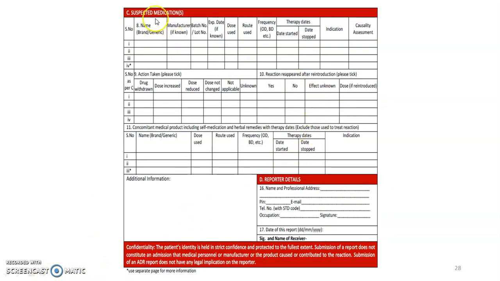Then you need to write what are the suspected medications given, what is the action taken there, whether the reaction reappeared after reintroducing the drug, or whether the reaction stopped after the discard or stop of the tablet. And finally, you need to provide the reporter's details, that is, if you are reporting your case or reporting an ADR, you need to provide all the particulars.